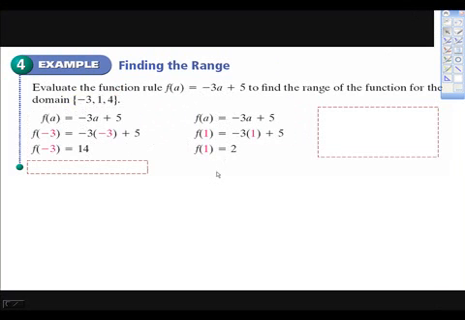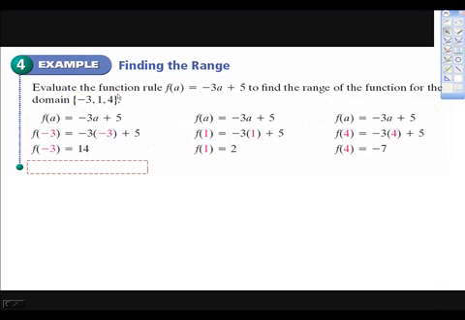It's kind of the same thing we were doing with the table. It's just a different way to show all that information. When we plug 4 in, we get -7. So my range, when I plug in a -3, a 1, and a 4, I would get back a 14, a 2, and a -7.